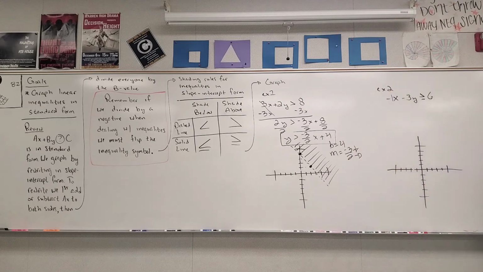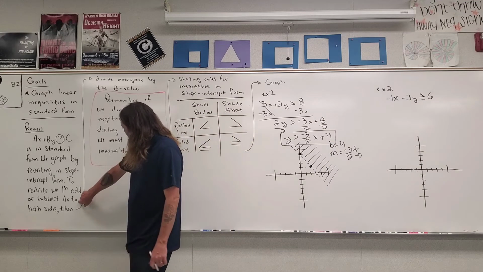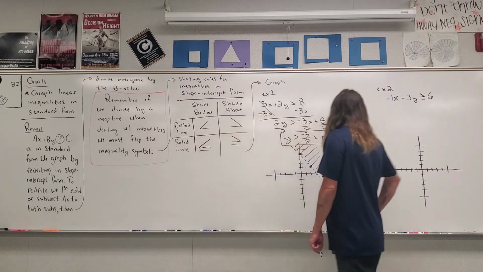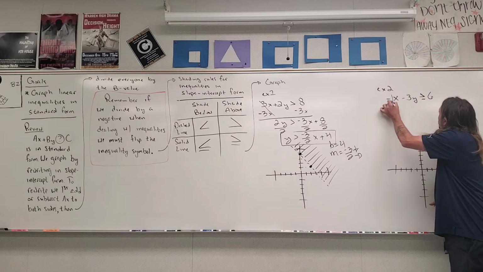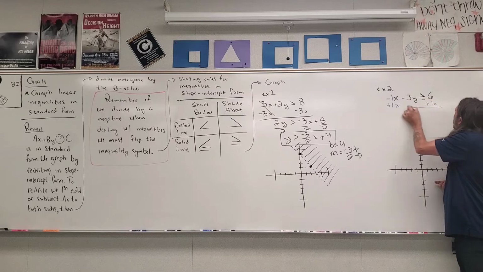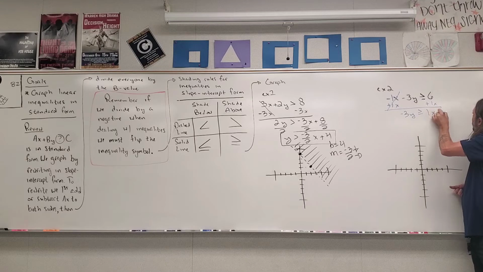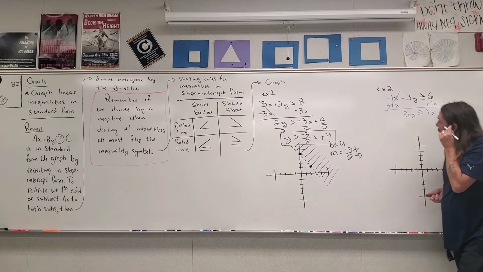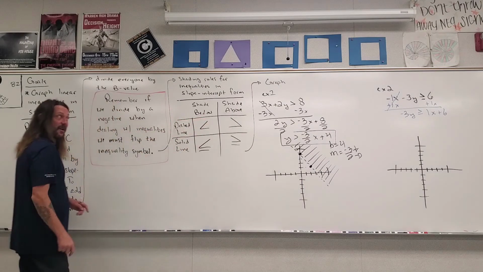All right. And again, I'm going to follow these steps. The first thing I'm going to do is add or subtract the Ax to both sides. Since this is a minus 1x, I need to add 1x to both sides. This cancels out. Don't forget that negative. Minus 3y is greater than or equal to 1x plus 6. All right, so now I need to divide everyone by the b value. My b value is negative 3.